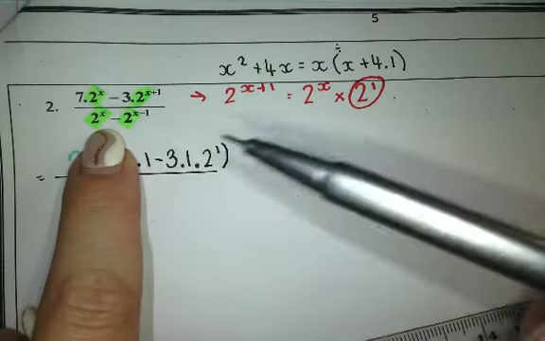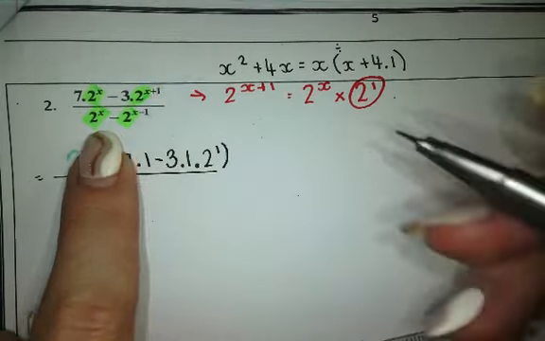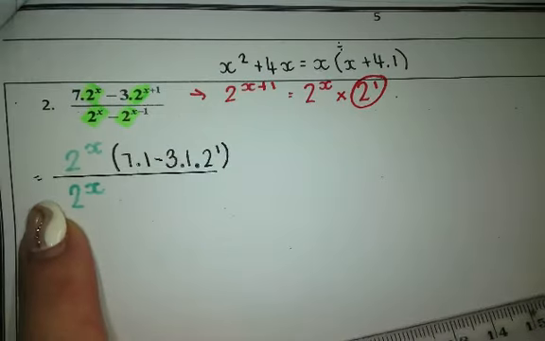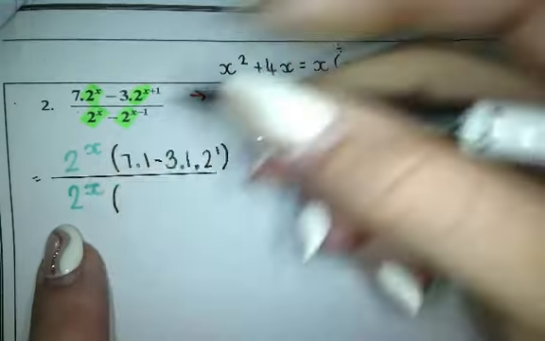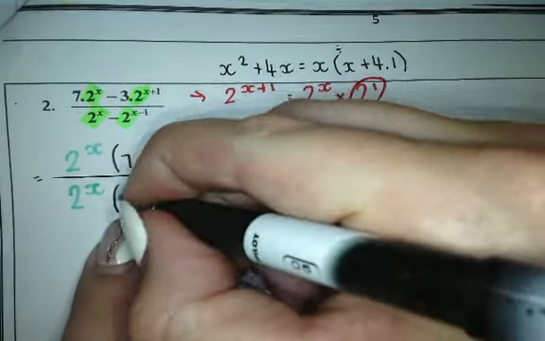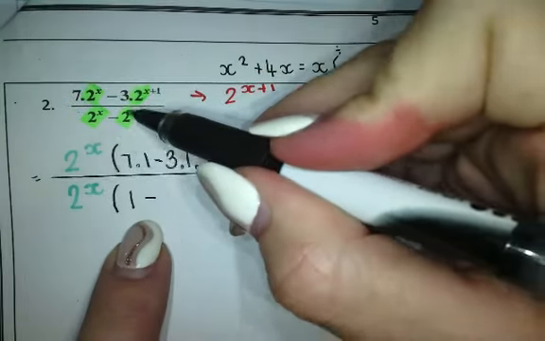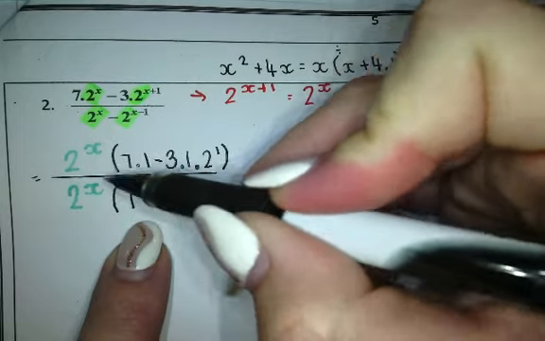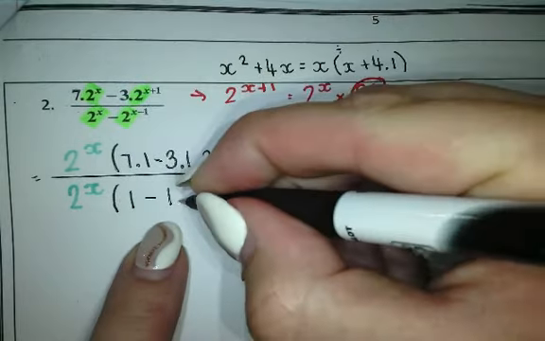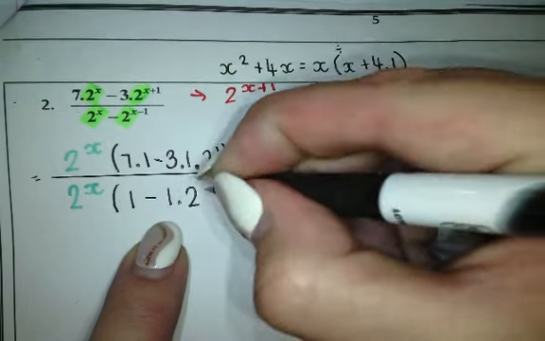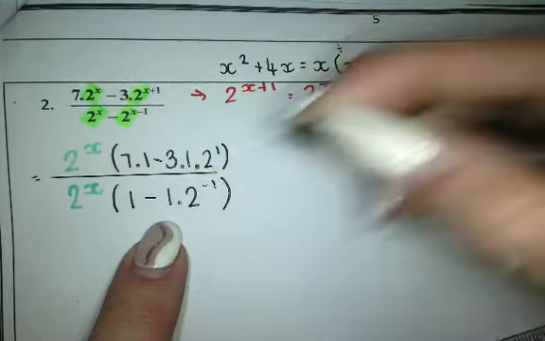So I take out at the bottom an HCF of 2 to the power of x. Once I've taken my HCF out, I open up my bracket. Okay, 2 to the power of x divided by 2 to the power of x is 1. Minus, I've taken this 2 to the power of x out, so 2 to the power of x divided by 2 to the power of x is 1. And what's this one's base? 2. Okay, so it's 2 to the power of negative 1.